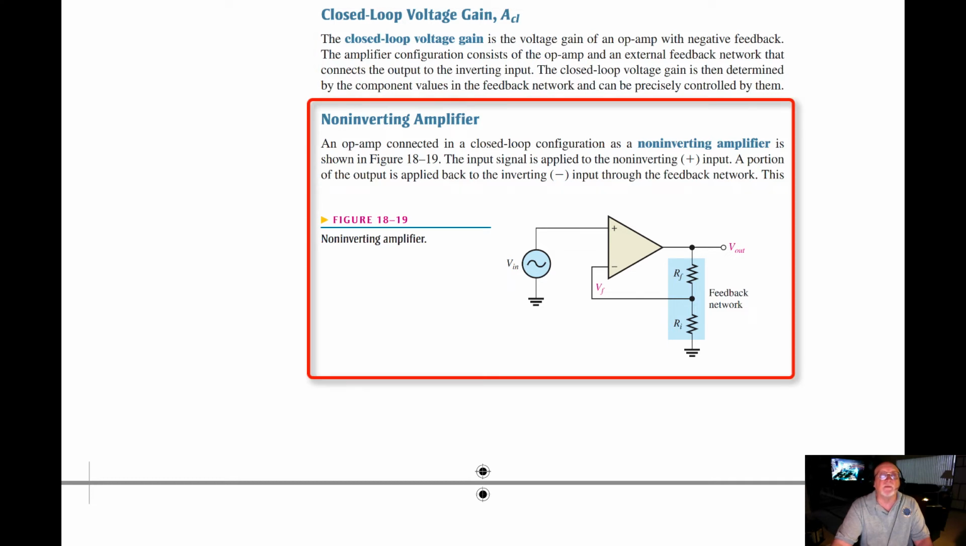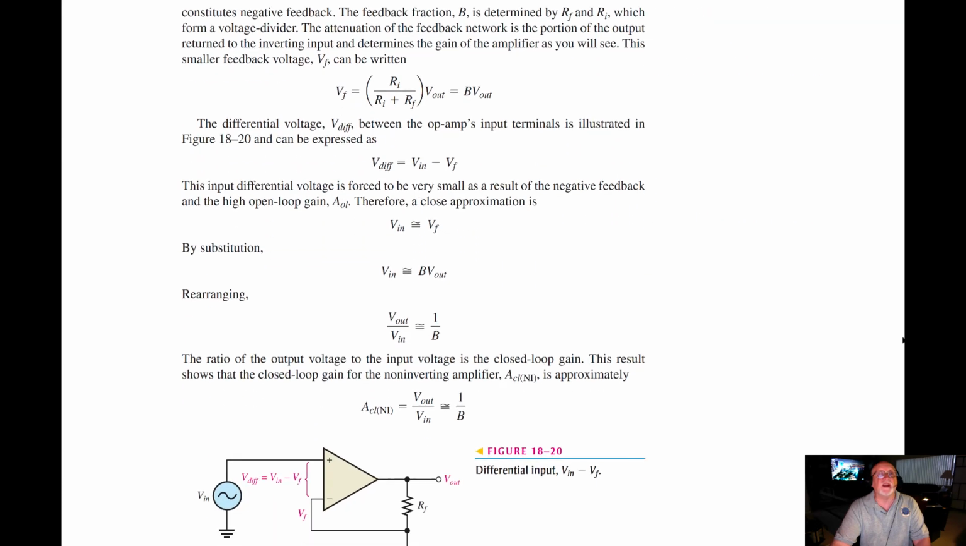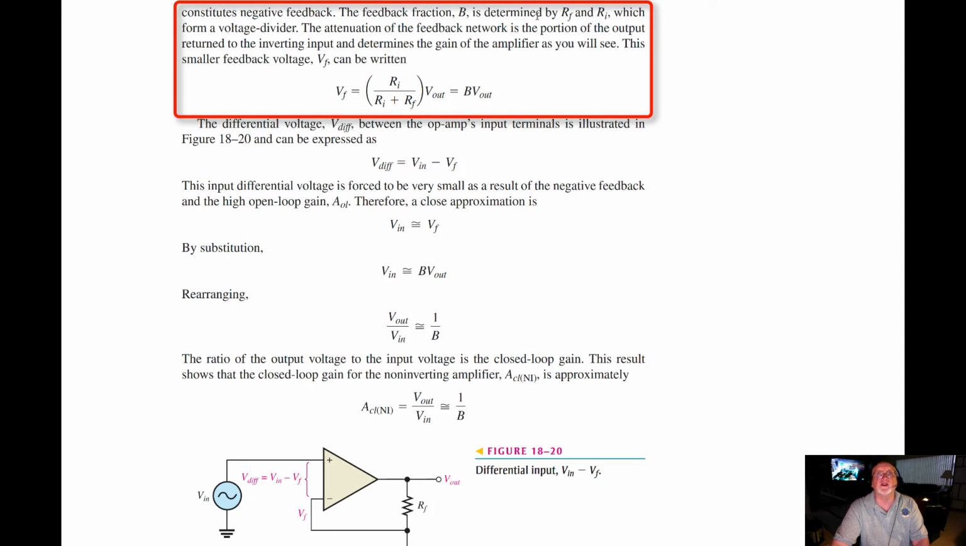In a non-inverting amplifier, we have an op amp connected in a closed loop configuration. The input signal is applied to the non-inverting positive input. A portion of the output is applied back to the inverting negative input through the feedback network. We can see that non-inverting setup here, where we take the output and feed it back to the inverting input. This constitutes negative feedback. The feedback fraction, which uses the letter B, is determined by R sub F and R sub I, which form a voltage divider.